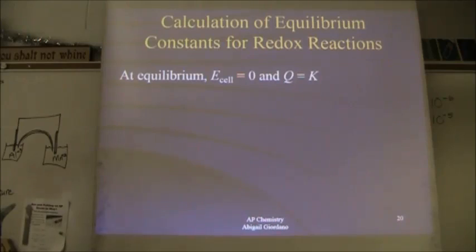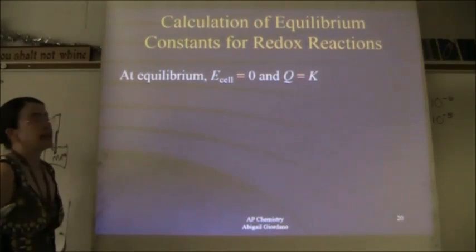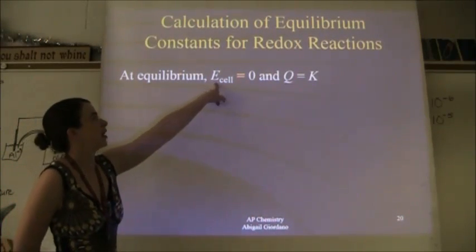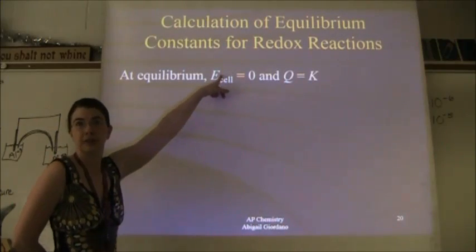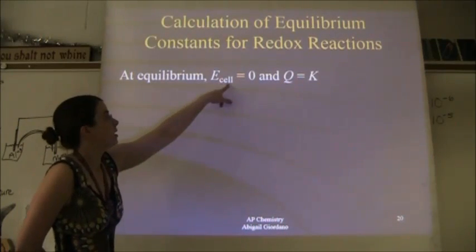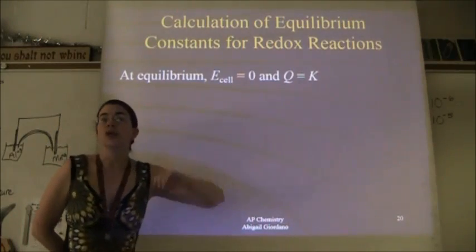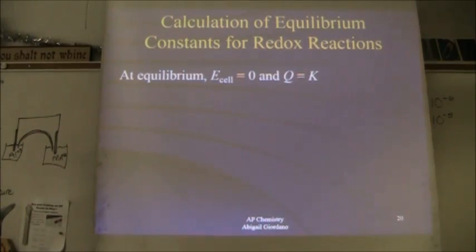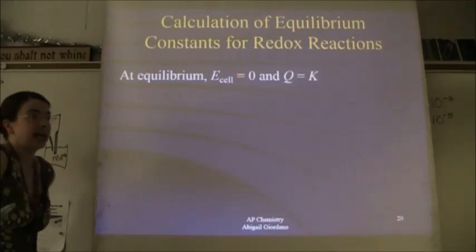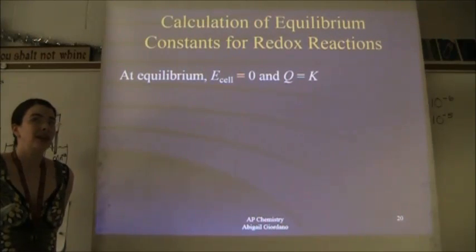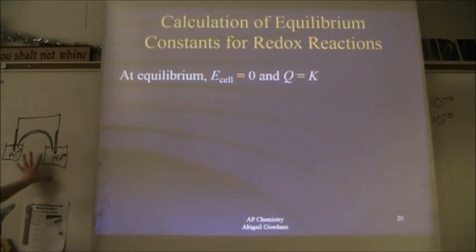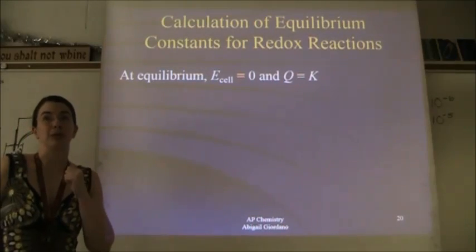All right? It says, at equilibrium, notice this says E cell non-standard. Okay, there's no degree symbol there. E cell non-standard equals 0. Guys, how do you describe a battery that is giving you 0 volts? Dead battery. Guess what? When a battery has gone dead, all that means is this galvanic cell has reached equilibrium.